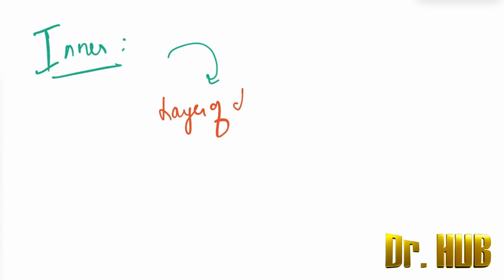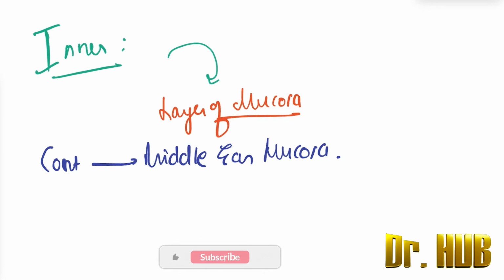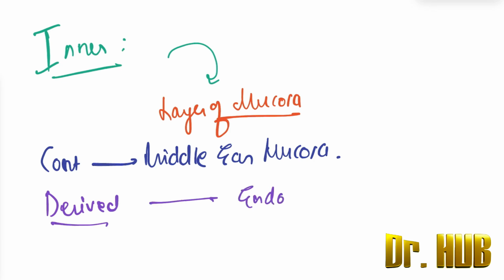Next we move on to the inner layer of the tympanic membrane. The inner layer is a layer of mucosa. And what is it continuous with? It is continuous with the middle ear mucosa. And what is it derived from? This is very easy. Since it's the inner layer, it is derived from the endoderm.